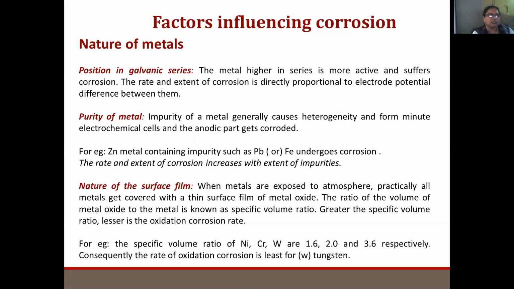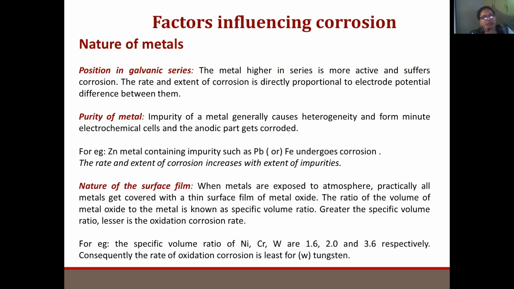So first, coming to the nature of metals, in it we have position in the galvanic series. The metal higher in the series is more active and suffers corrosion. Right? So the metal at the top in the series undergoes more oxidation as per the electrochemical series. Similarly, the galvanic series is given where we include all the metals, non-metals, alloys, etc. If it undergoes more oxidation, that means it is undergoing more corrosion. So the top in the series undergoes more corrosion.